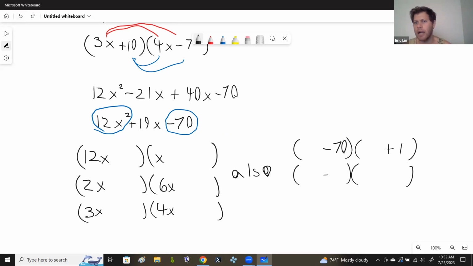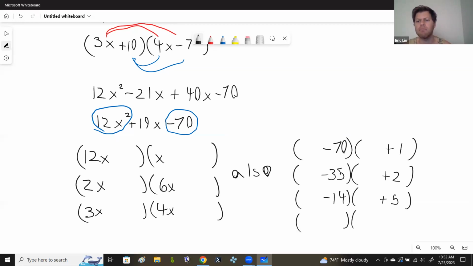So we could have instead something like 35, negative 35 and plus 2. That gives us negative 70 as well. There's no 3, there's no 4, there's a 5. So negative 14 plus 5. That is a possible scenario.